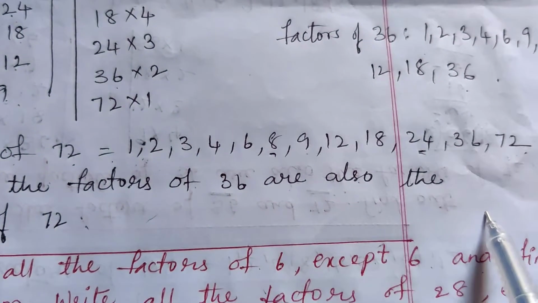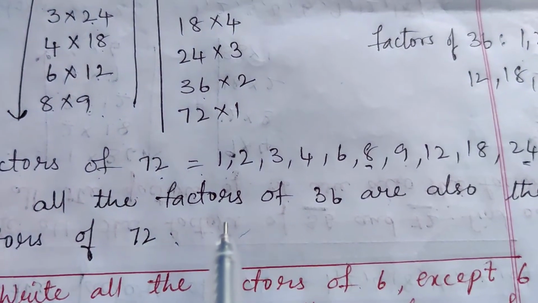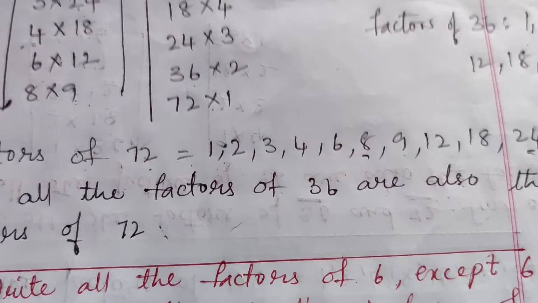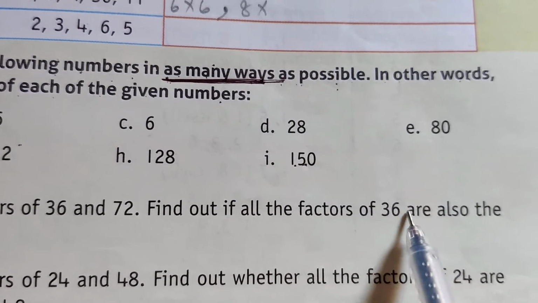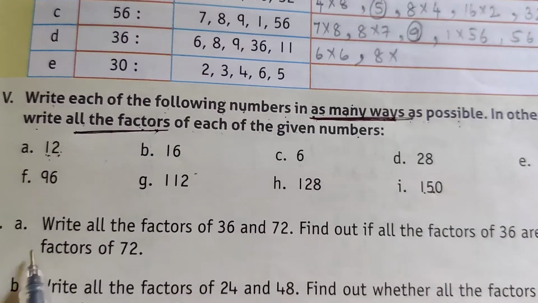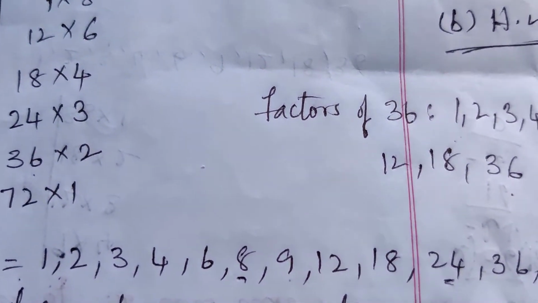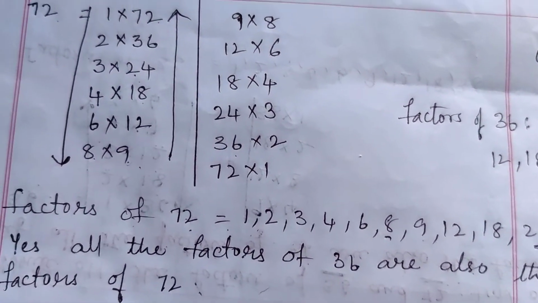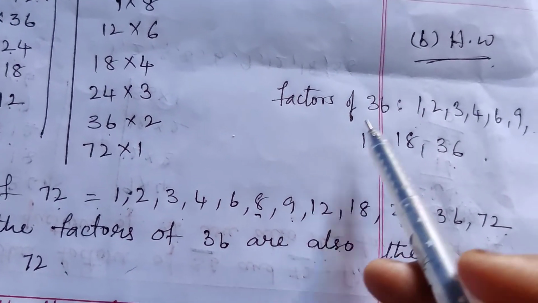So after writing all, children, what is the next question? We should check if all the factors of 36 are also the factors of 72. So I have written factors of 36 because it is at the back. So if we can see both, we can compare. And factors of 72 are also here. Now we will compare this.